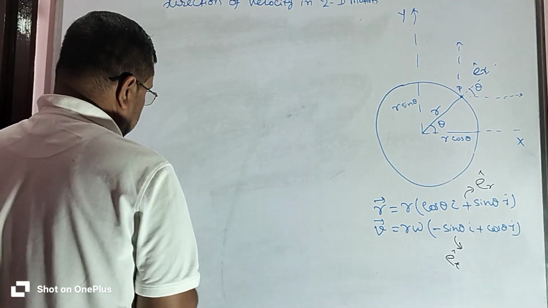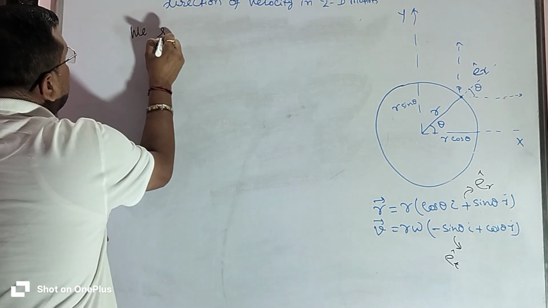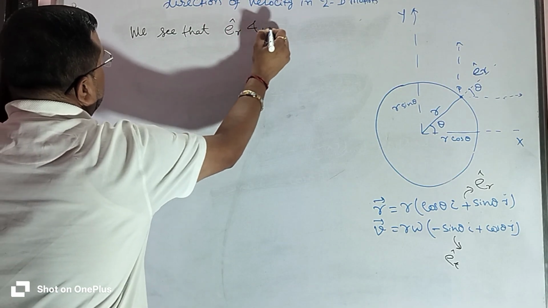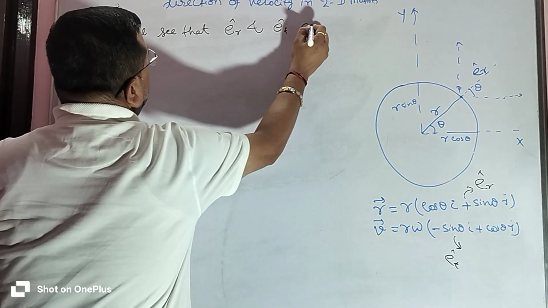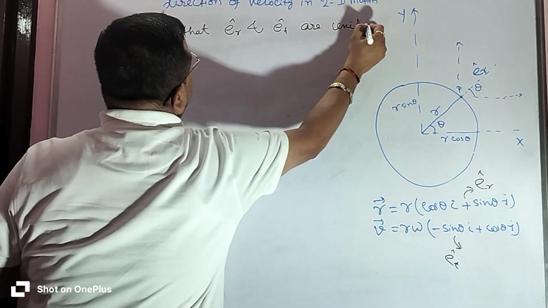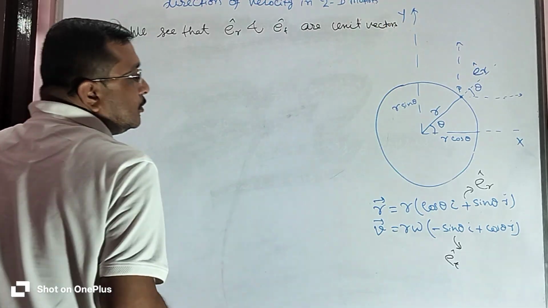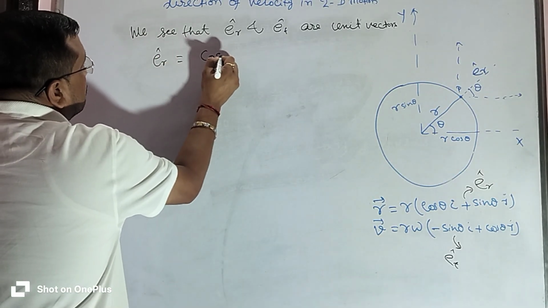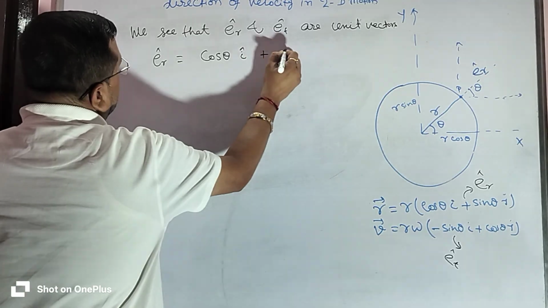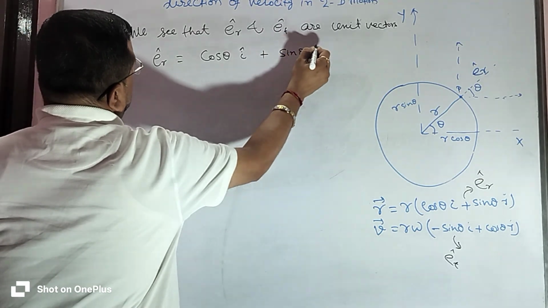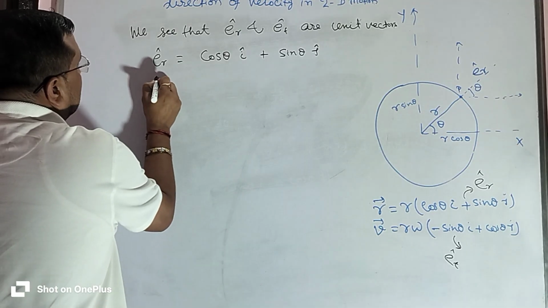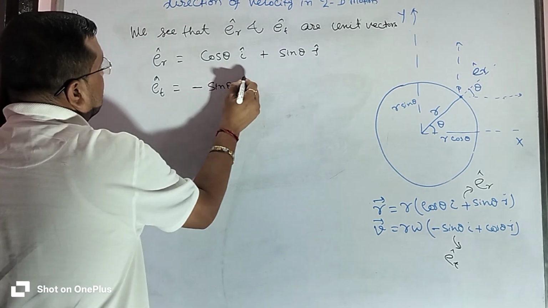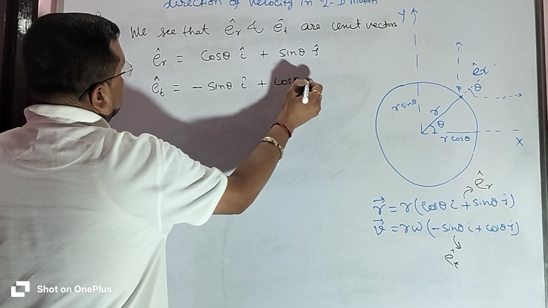So we see that ER and ET are unit vectors. So what can we take? ER equal to cos theta i plus sin theta j, and ET, what we have considered? Minus sin theta i plus cos theta j.